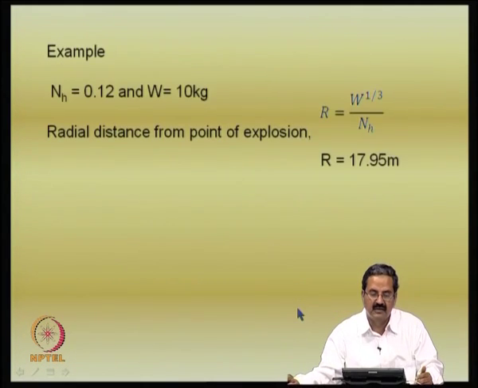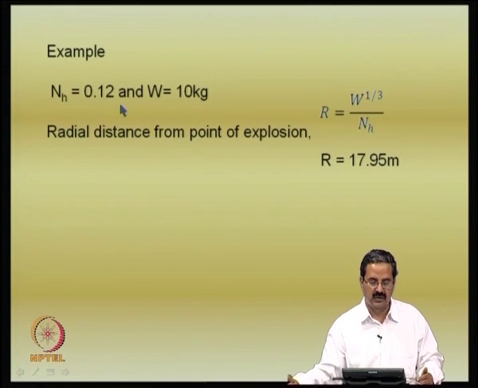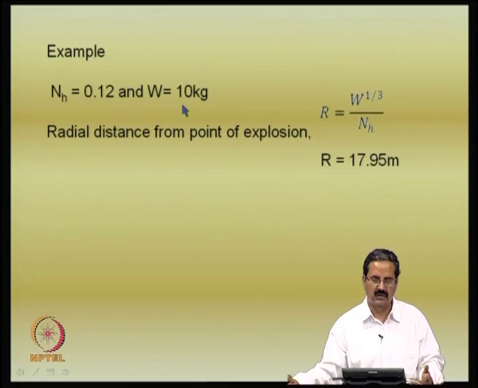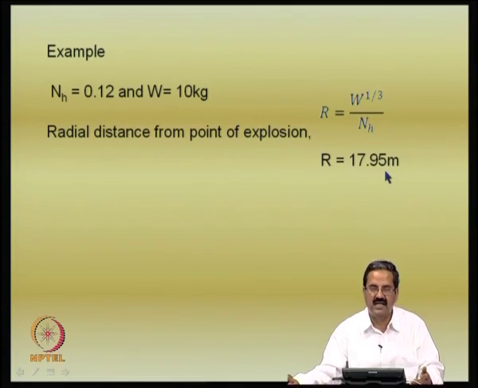This can be understood from this point. I will give a small example. You take NH as 0.12 and the weight of the explosives as, say, 10 kgs, it can be 1 ton or whatever, or 20 tons. If you use these numbers in the expression, you get R equal to 17.95. This number gives you the safe distance. So, based on the weight you can use, you can calculate a safe radial distance.